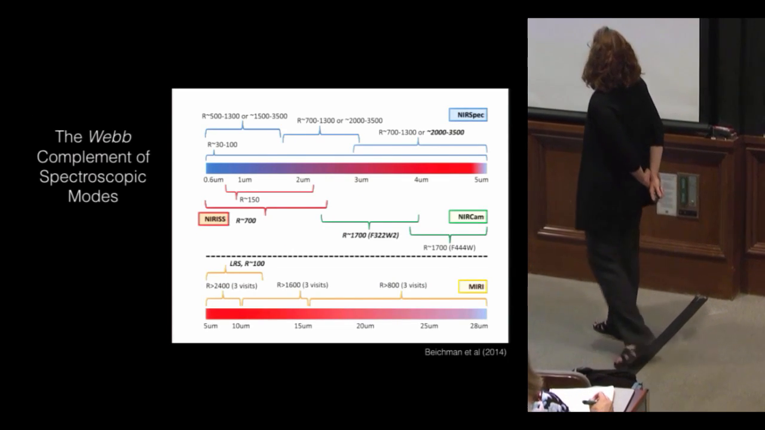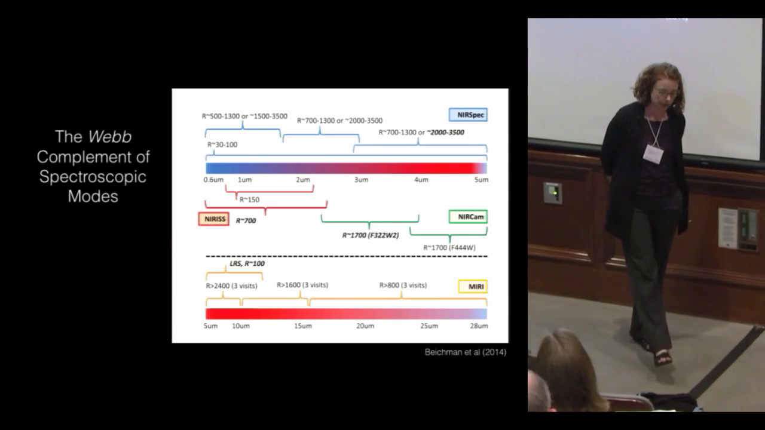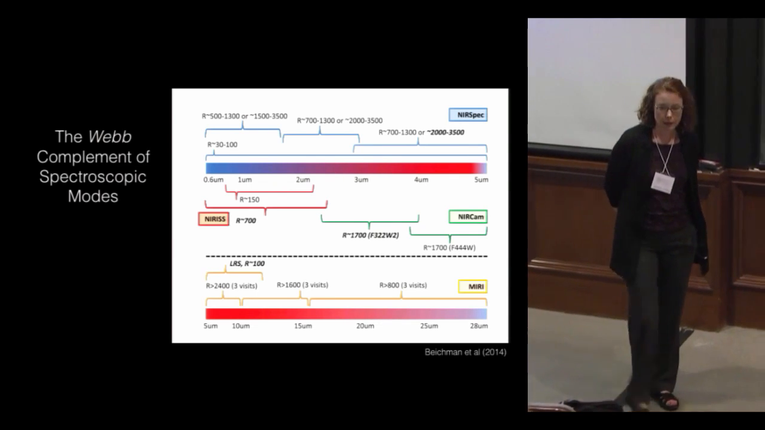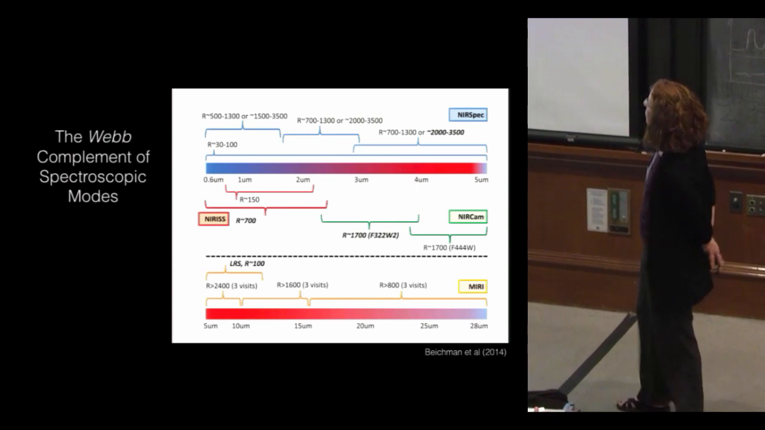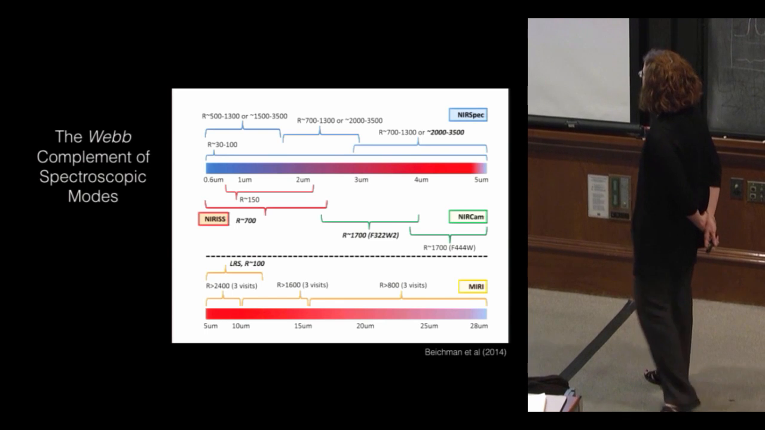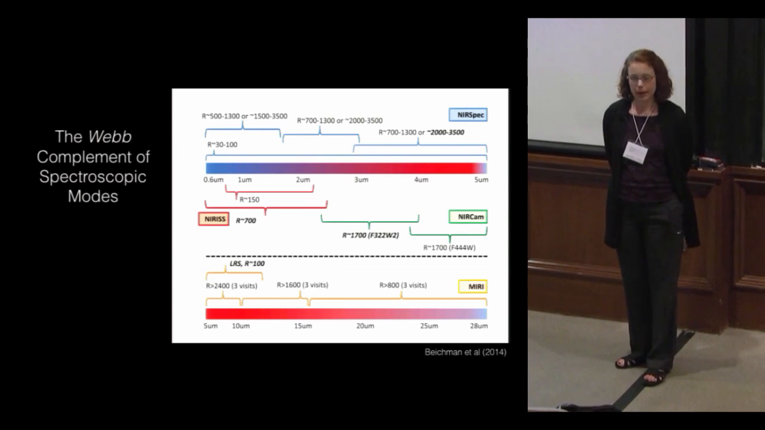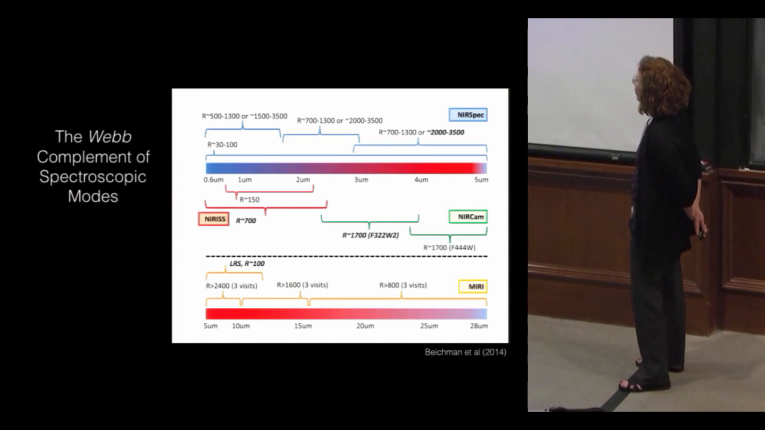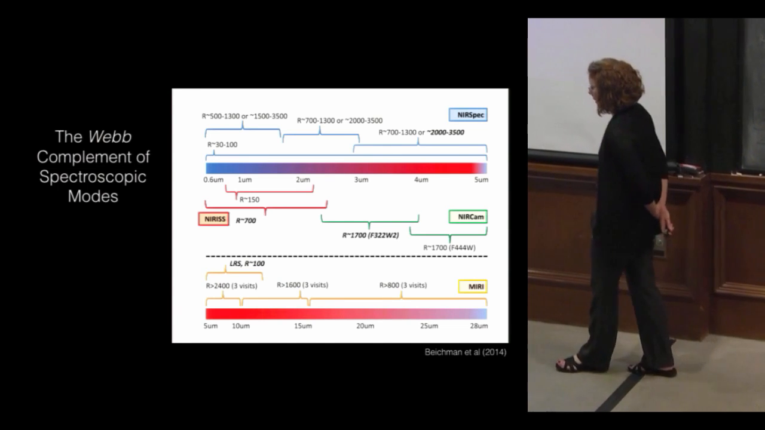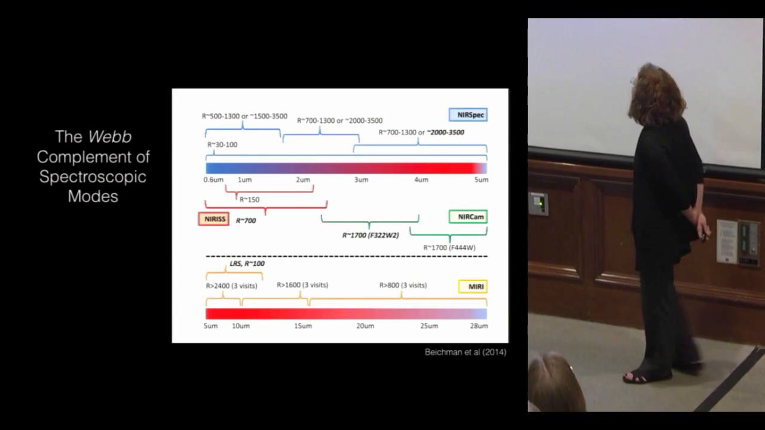So Drake did put this plot up earlier, but this just gives you an idea of the complement of the Webb spectroscopic modes. There's a lot of them. There's actually a few that aren't even on the plot that I'm showing here. In addition, there's a lot of imaging modes, which I'm not going to talk about today, but I think it's worth your time at some point to go through and just look at all of the different ways that you might be able to use Webb, even if it's not in the ways that I'm highlighting today.